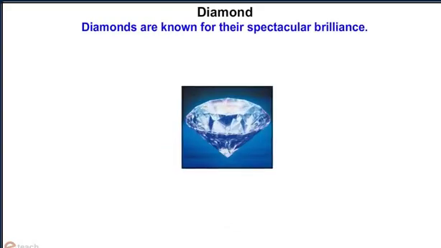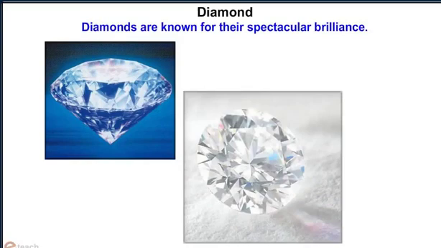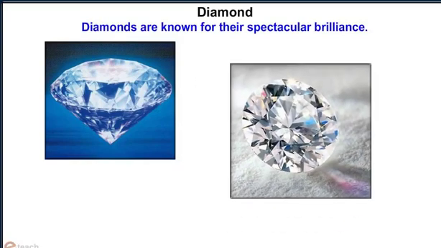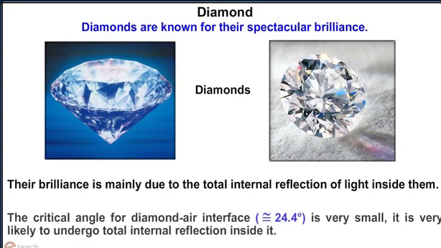Let us study about diamonds. Diamonds are known for their spectacular brilliance. Their brilliance is mainly due to the total internal reflection of light inside them. The critical angle for the diamond-air interface is approximately equal to 24.4 degrees. This is a very small angle. Therefore, it is very likely to undergo total internal reflection inside it.